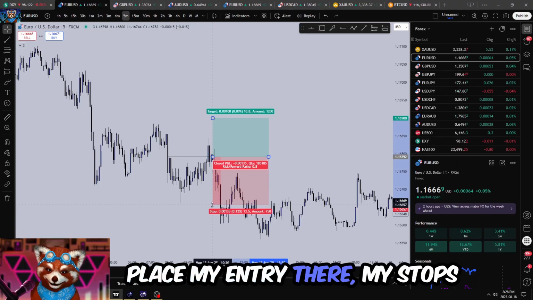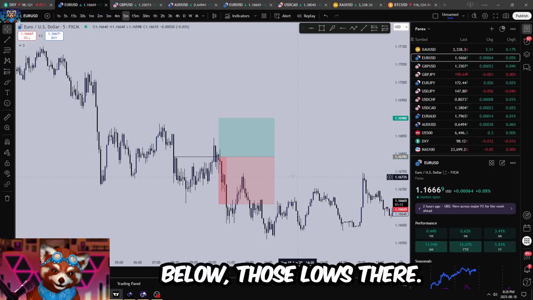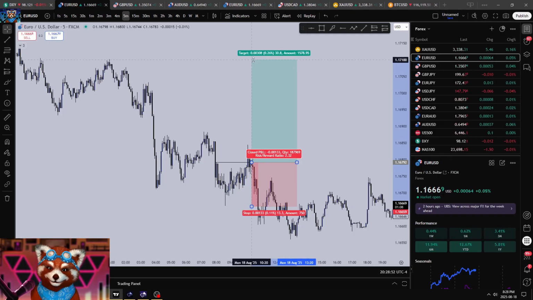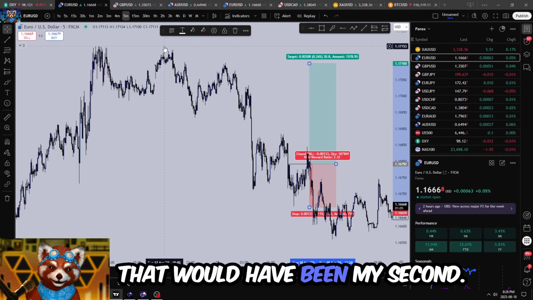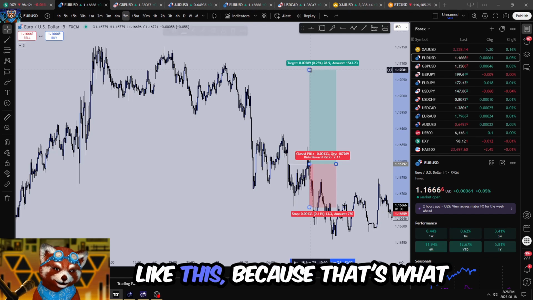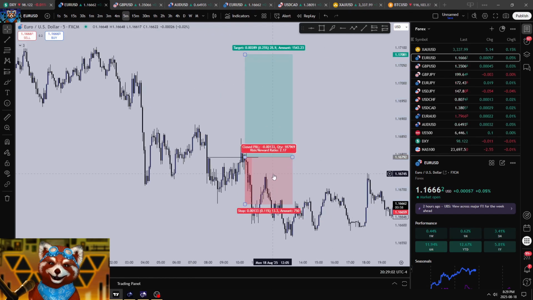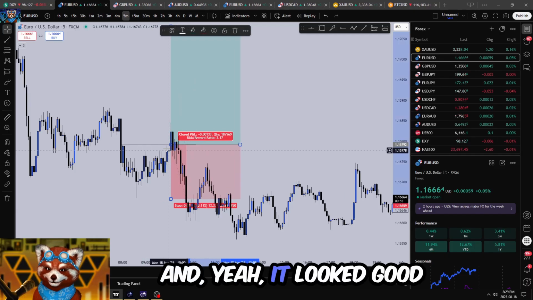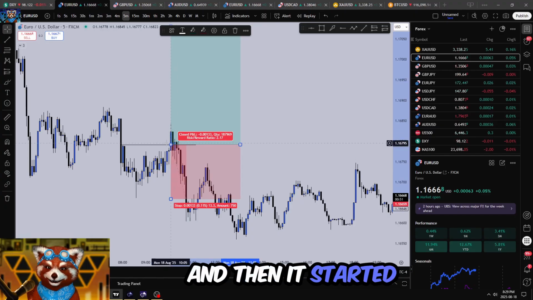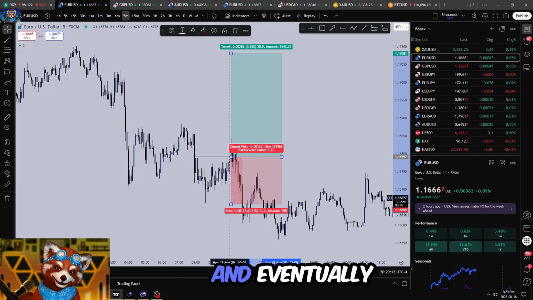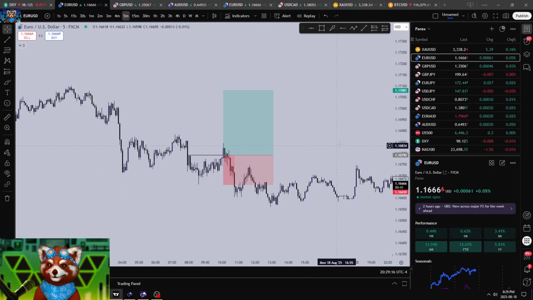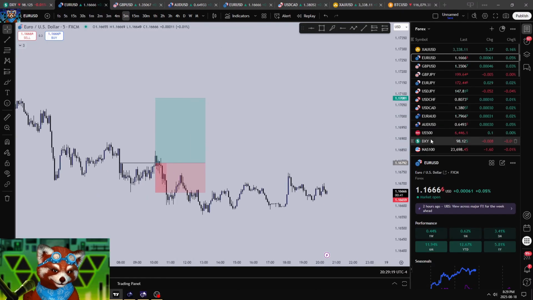Placed my entry there, my stops below those lows there. And this was my first profit target. That would have been my second. I honestly just wanted the 1 to 2, so maybe something like this, because that's what I look for, 1 to 2s. And it looked good for the first couple minutes, and then it started looking bad, and eventually we got stopped out. But that's okay. That's part of the game. You know, can't win them all.